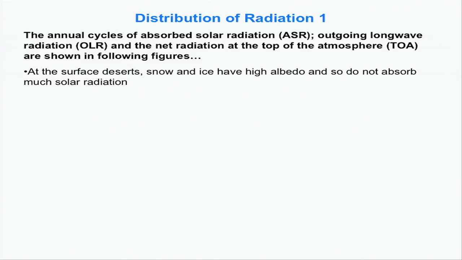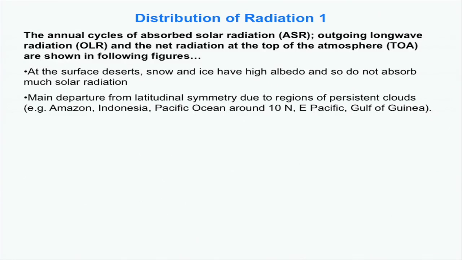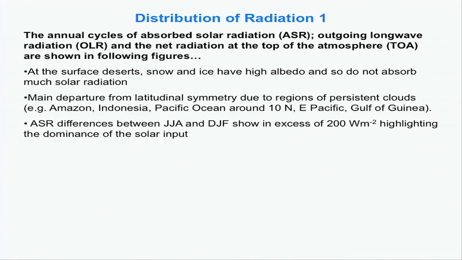The main departure from latitudinal symmetry, as we'll see, is due to regions of persistent clouds. You can see a lot of those over the Amazon, Indonesia. In the Pacific region, around about 10 degrees north, you can also see some examples in the eastern Pacific and the Gulf of India, so try and look for those. The ASR differences between two different seasons, which we call JJA, June, July, August, and December, January, February, DJF, as we'll see, can be quite large, sometimes in excess of 200 watts per meter squared. That highlights the dominance of the solar input, affecting the seasonal differences.